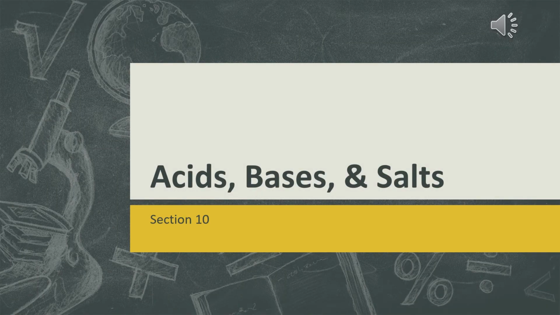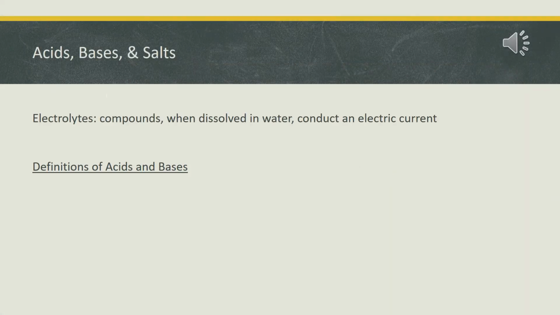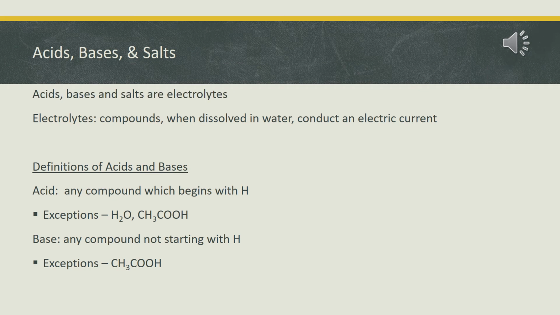In our final section this year, we're going to talk about acids, bases, and salts. One thing we've learned is that acids, bases, and salts are all electrolytes. What's an electrolyte then? Well, a compound that if you put it in water will conduct an electric current. Pure distilled water does not carry an electric current at all. It's the things in it that can do it, and we classify those as electrolytes.